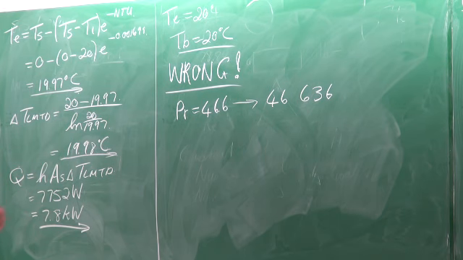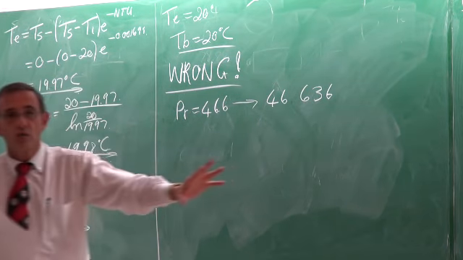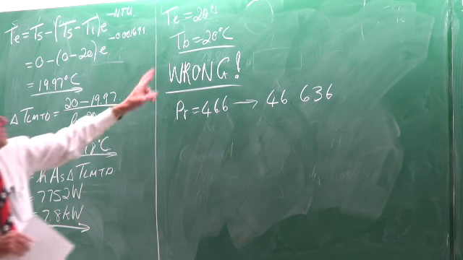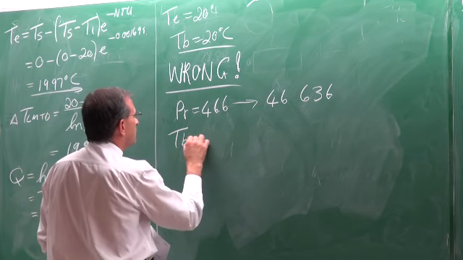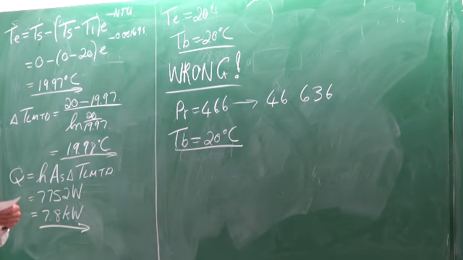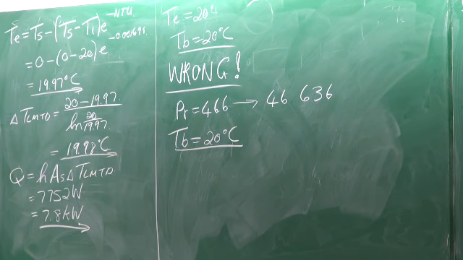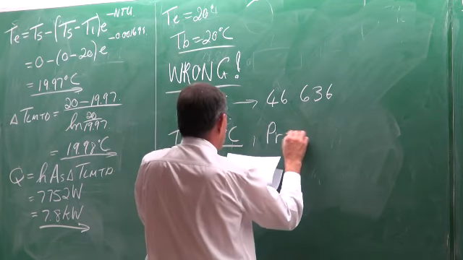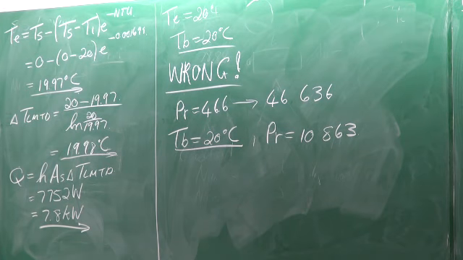Okay. Now, if we recognize this mistake and we want to redo the problem, there is another thing that we need to do, and that is we also need to look at the bulk temperature. So we have to now say, well, the bulk temperature is 20 degrees C. It's a much better assumption. And at 20 degrees C, go and look in your textbooks for me again. What is the Prandtl number now? At 20 degrees C, the Prandtl number is equal to 10,863. You agree?